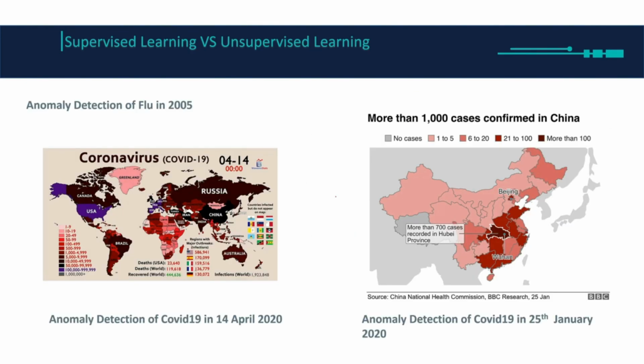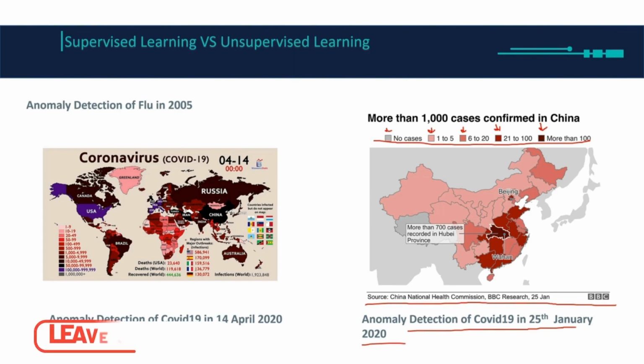Let's go and see COVID-19. Here again, the sources are here, you can check them later on. This is the anomaly detection of COVID-19 on 25th January 2020. Now this is the legend. Gray means no cases, light pink means 1 to 5 cases, dark pink means 6 to 20 cases, red means 21 to 100 cases, and dark red means more than 100 cases. Here you can see that Wuhan, where COVID-19 started, is very dark red, and the areas around it are red.